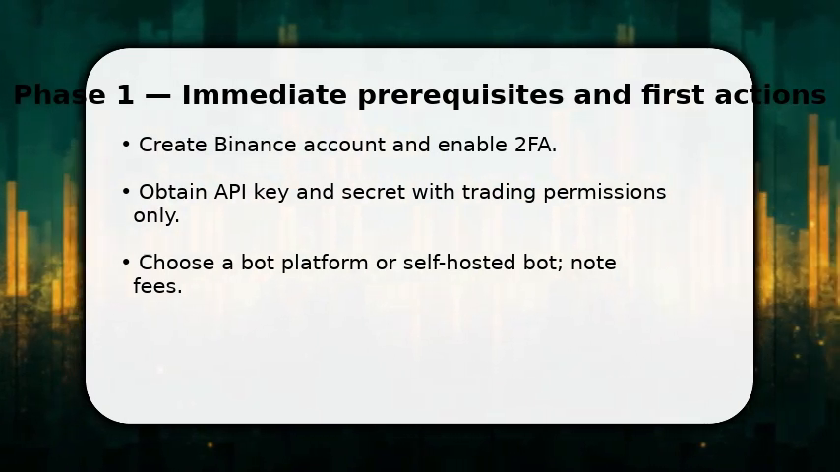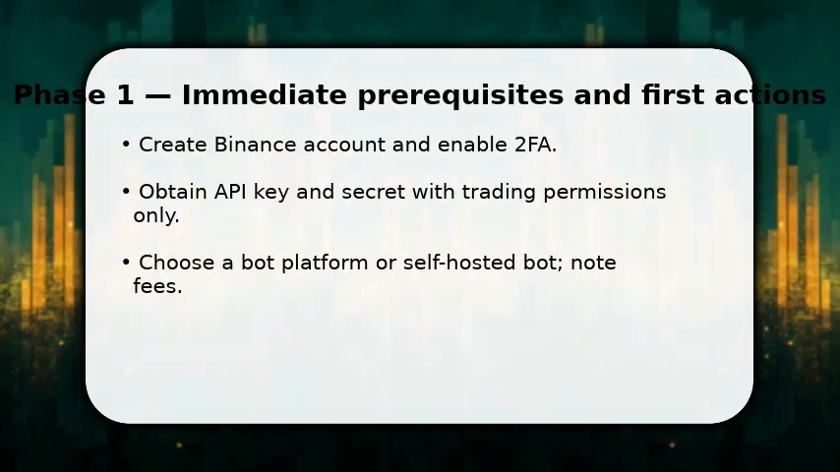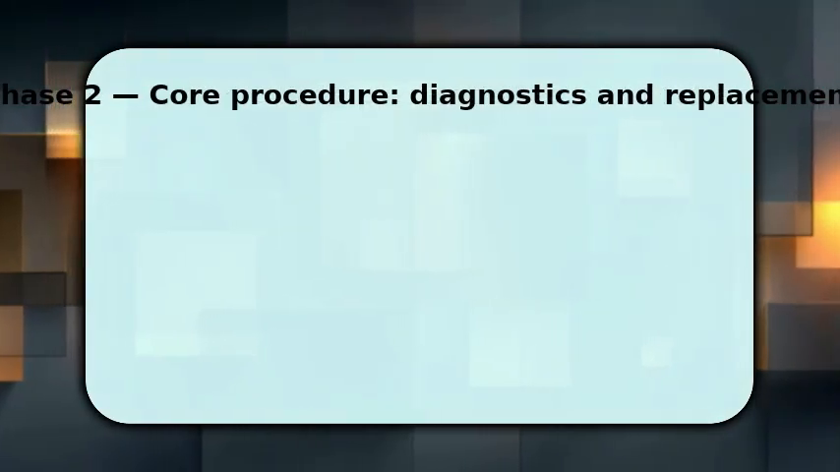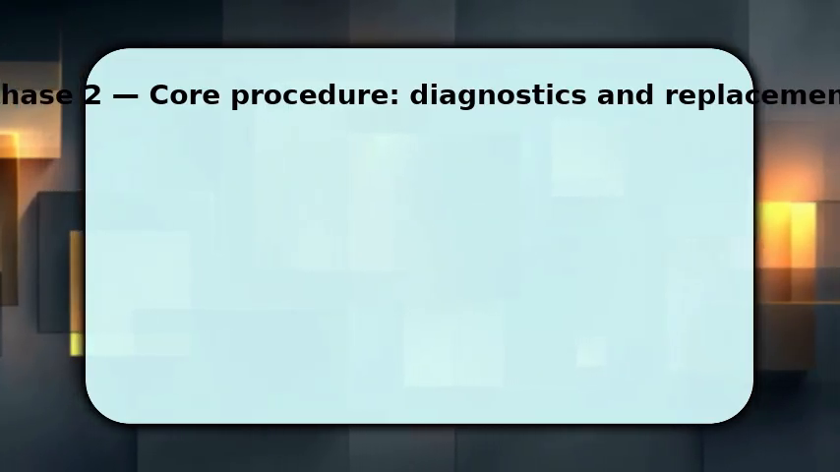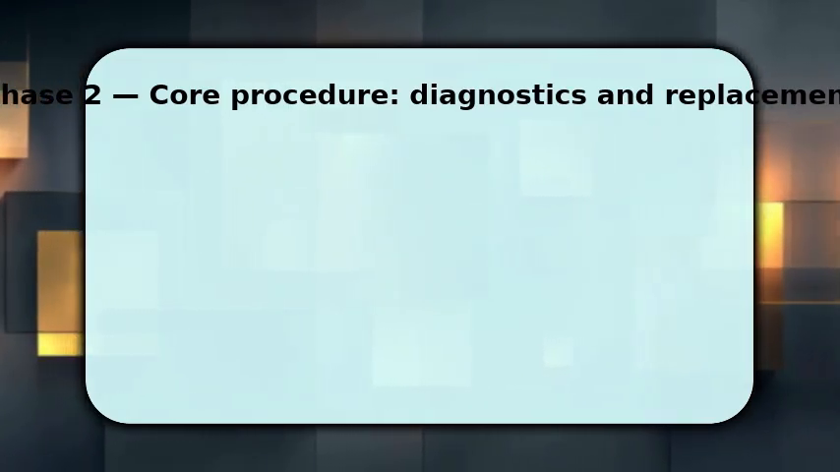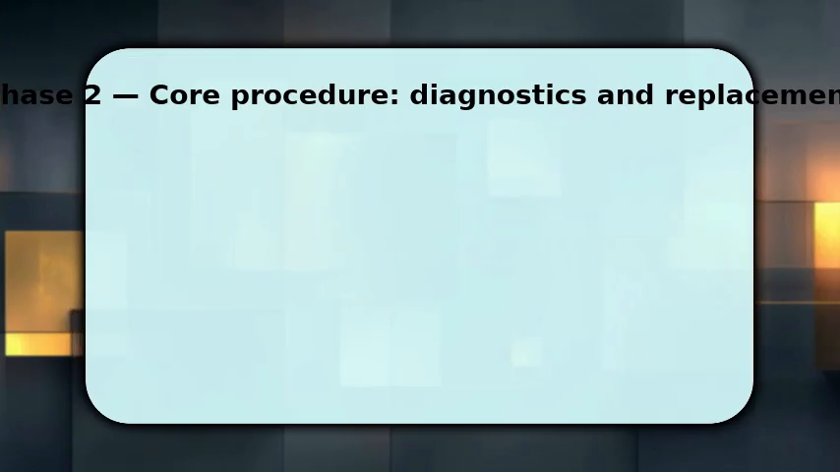Now configure the trading strategy and risk parameters. Choose grid for range markets, DCA for dollar cost averaging, scalping for high frequency, or trend following for momentum. This decides entry and exit rules.